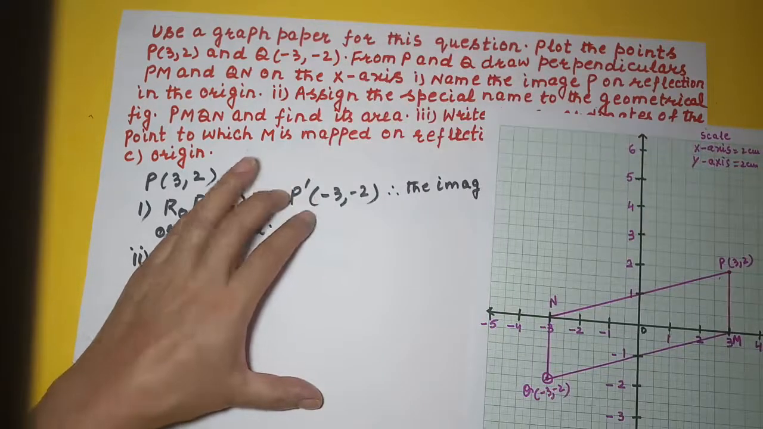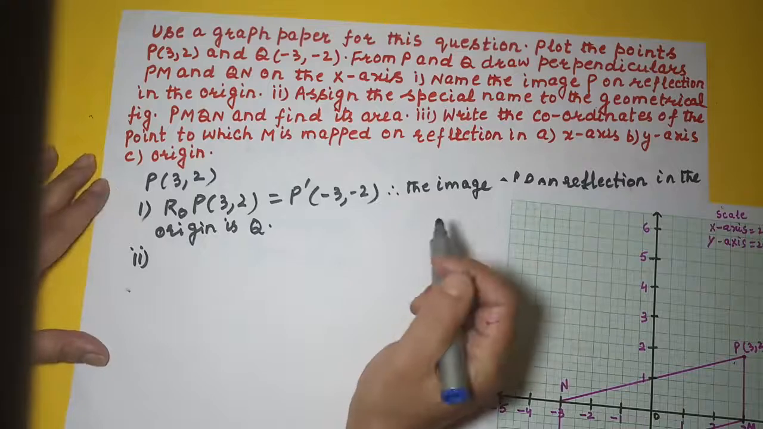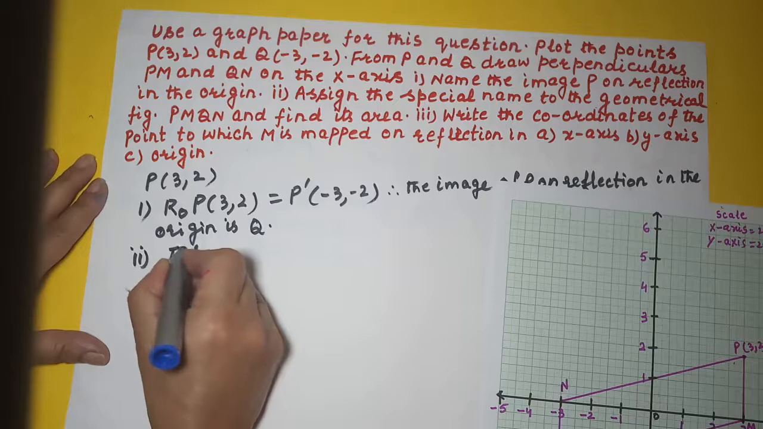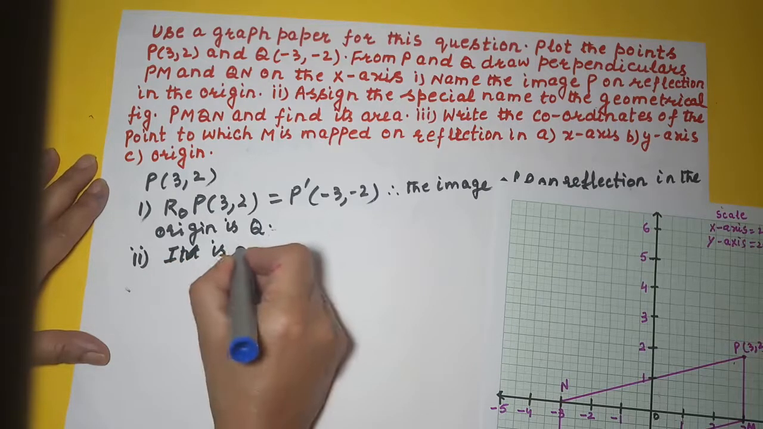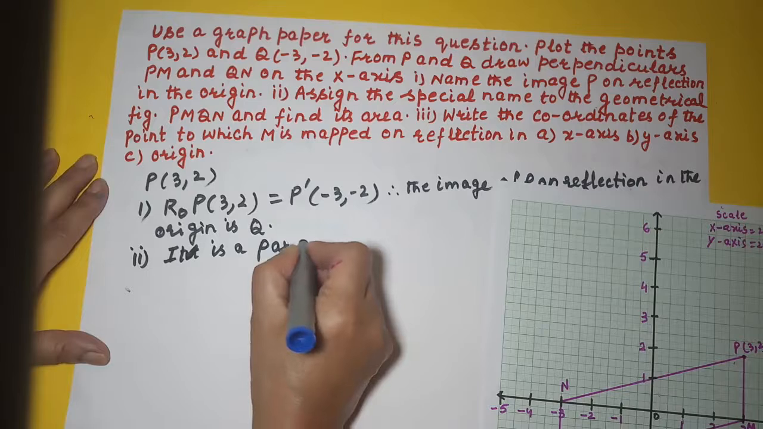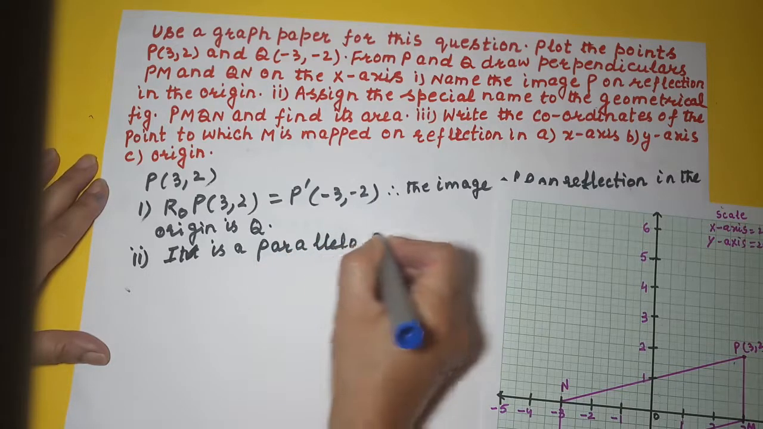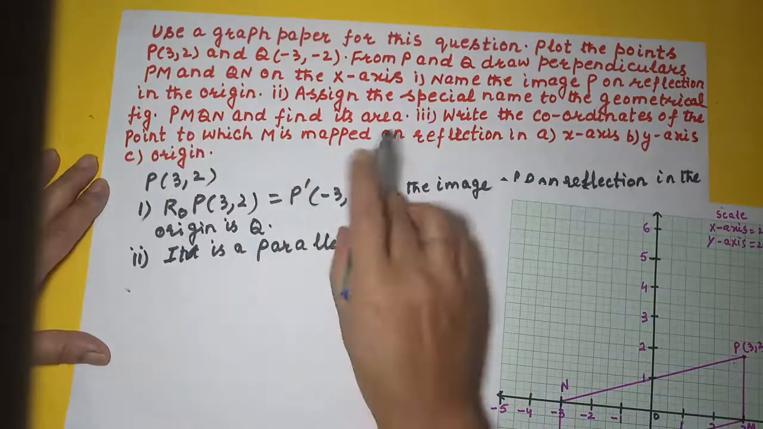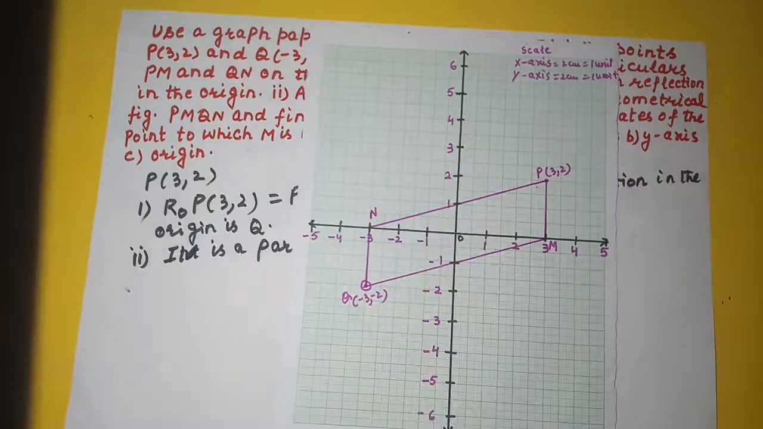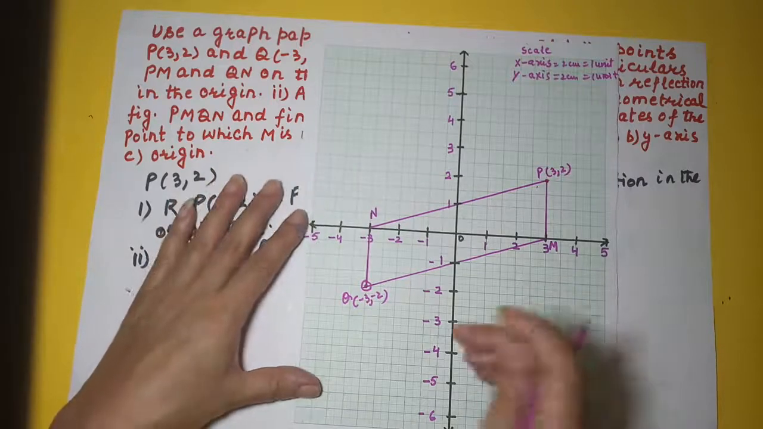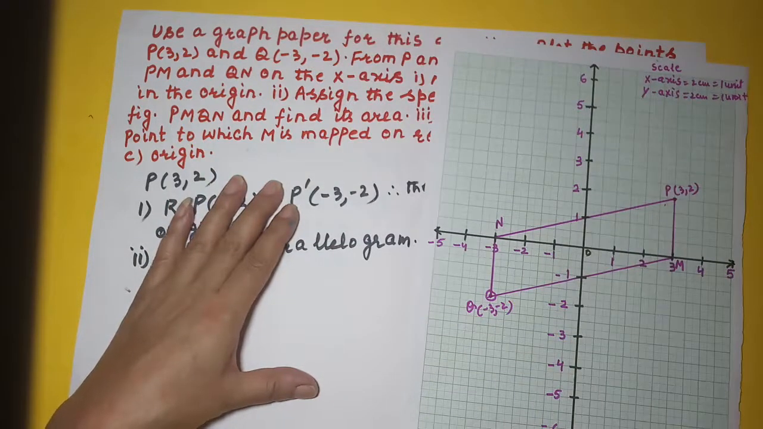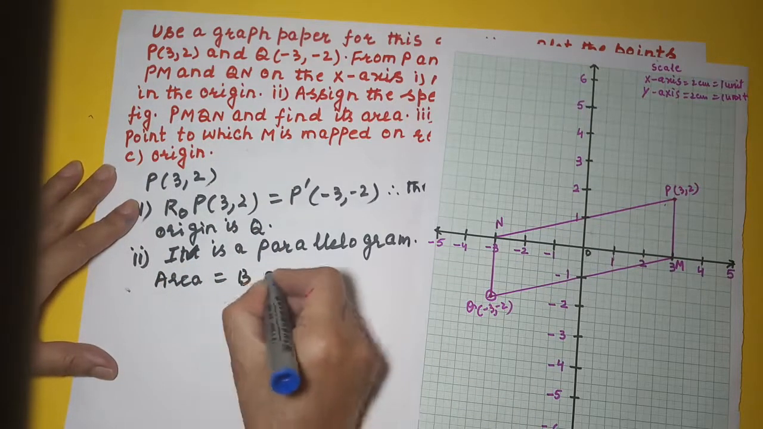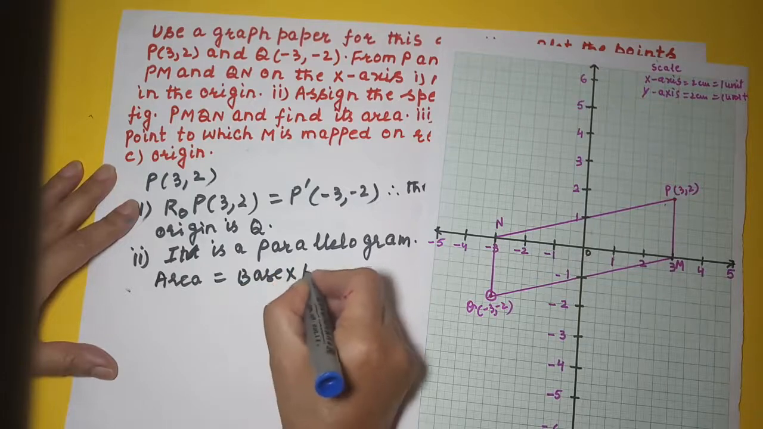So I will write the answer for the second question. It is a parallelogram. He has also asked us to find its area. Now, how do we find the area of the parallelogram? We find the area of the parallelogram as base into height, right? So its area is equal to base into height.